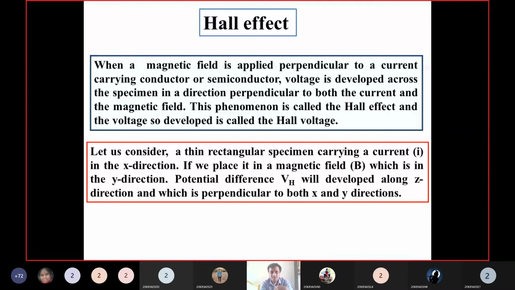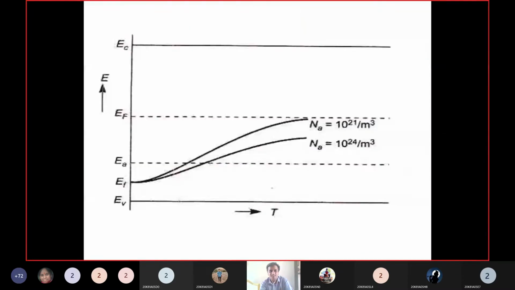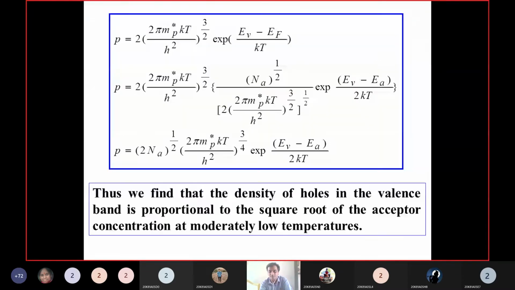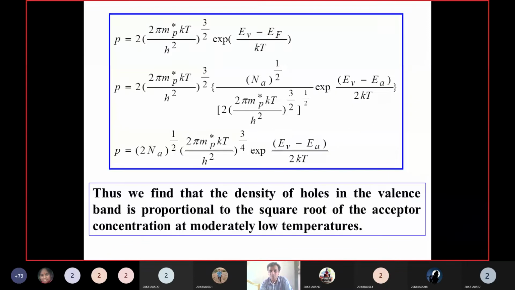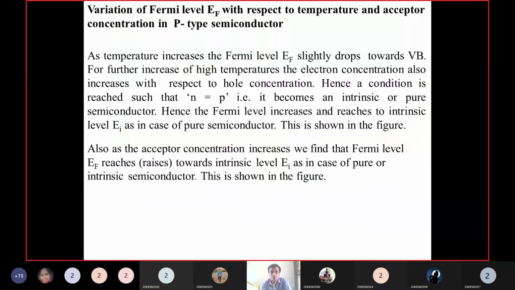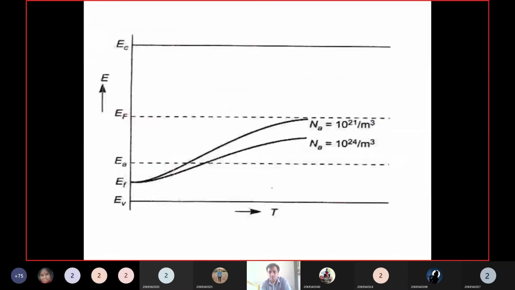So yesterday we discussed N type and P type charge carriers, the concentration of P type charge carriers, in the last class. Now we will also discuss how the Fermi level depends on P type and N type semiconductors, with temperature as well as concentration. Those are important.